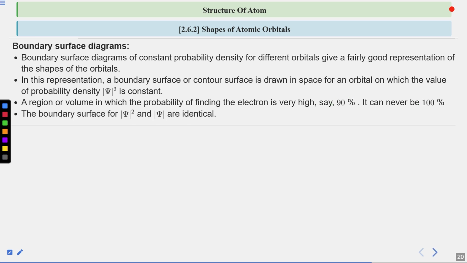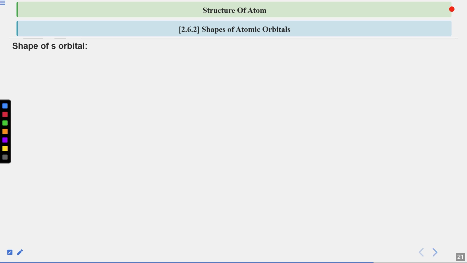Now, an important thing, although this psi and psi square, if you compare both of these, psi has no physical significance. But still, if you plot the contour plot of both psi square and psi, you will get the same diagram. Now, what is that diagram? Let us see. This diagram will give you the shape of the orbital that we were talking about earlier.